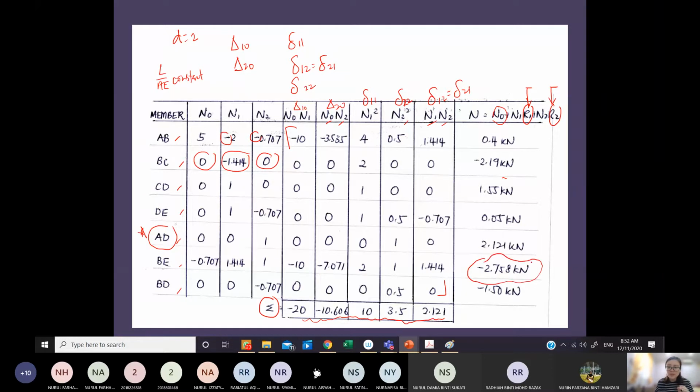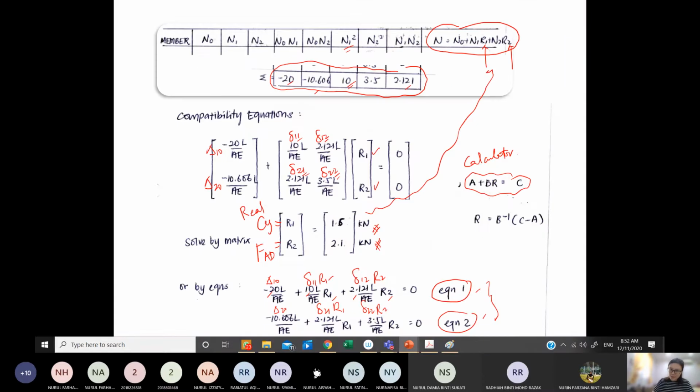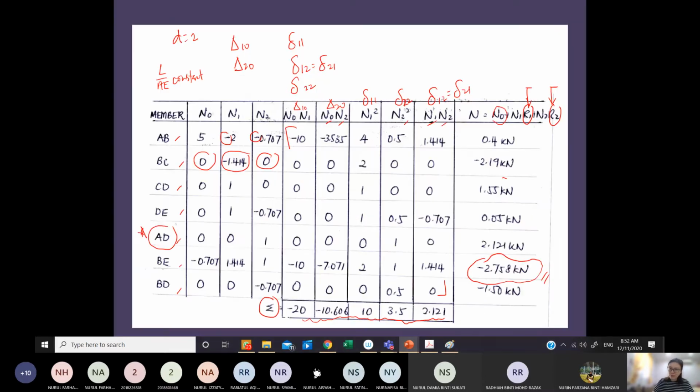I give you 1 minute to do that. You need the values of R1 and R2. R1 is 1.6, R2 is 2.1 kilonewton. Can you try getting this?